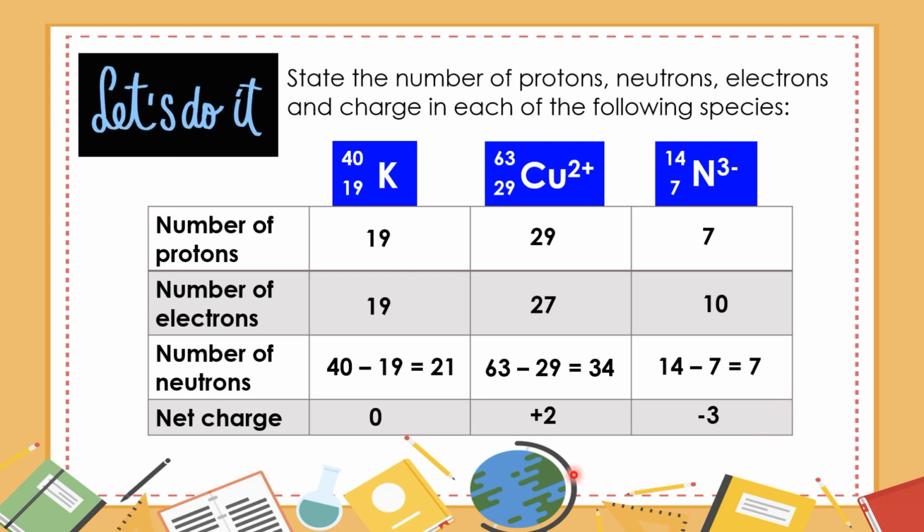So please remember, when the question asks you to write the net charge, you have to write the sign first and then the number. Sign, number. If the question asks you to write the symbol of the ion, then you have to write the number, followed by the sign.